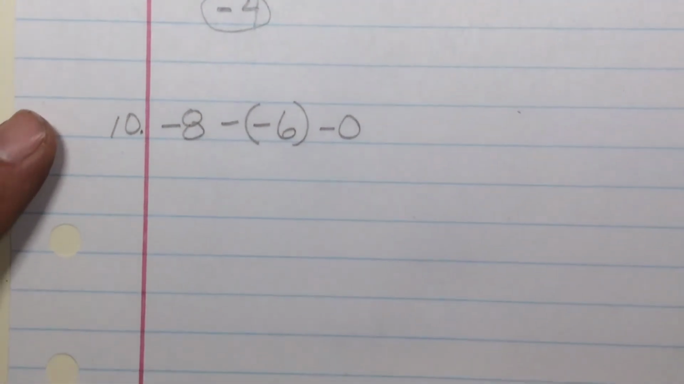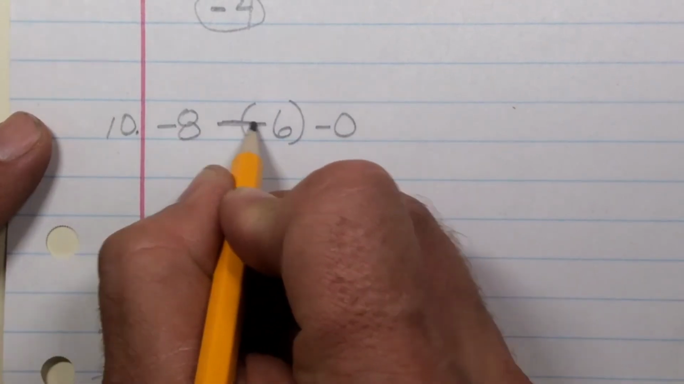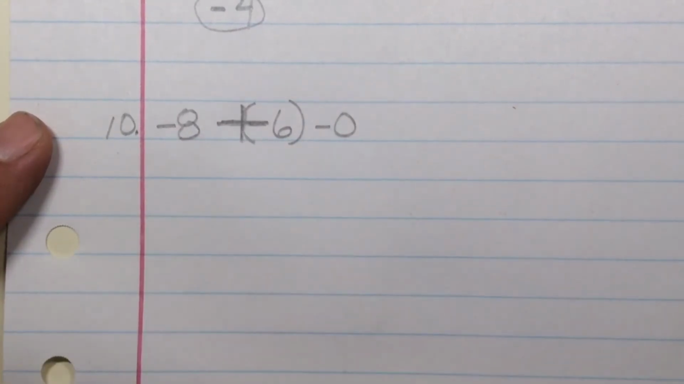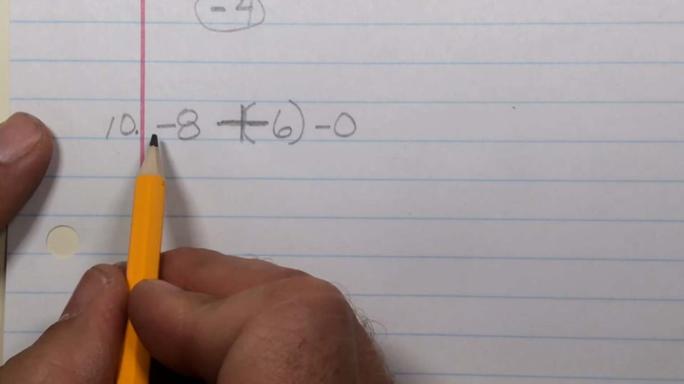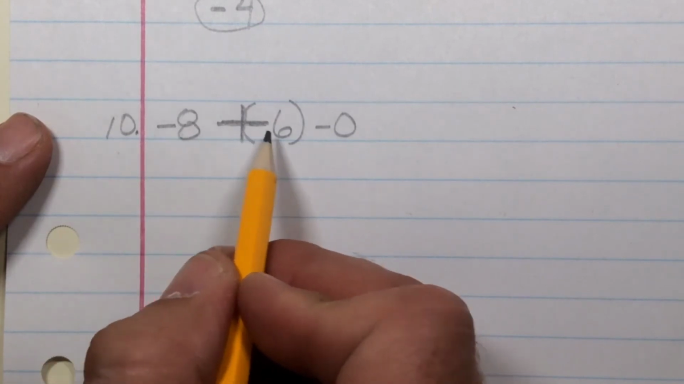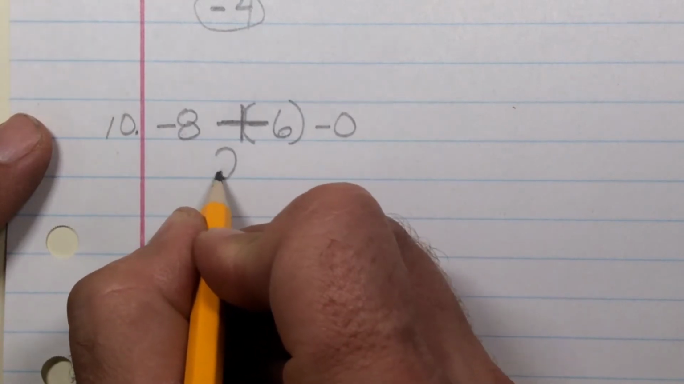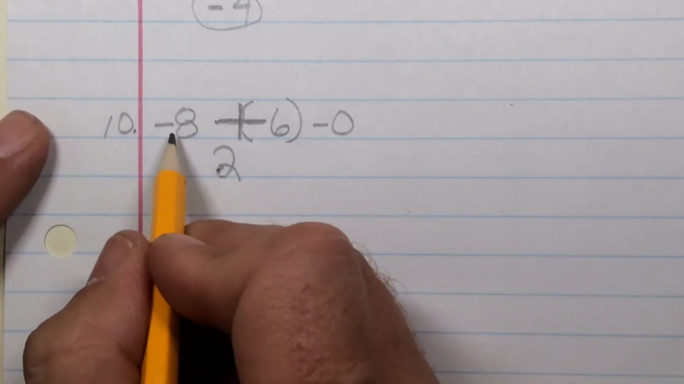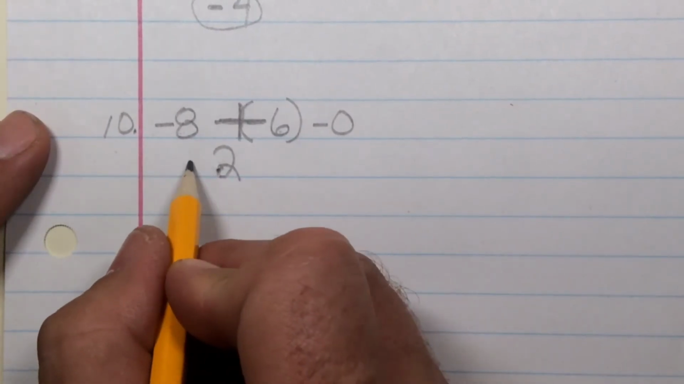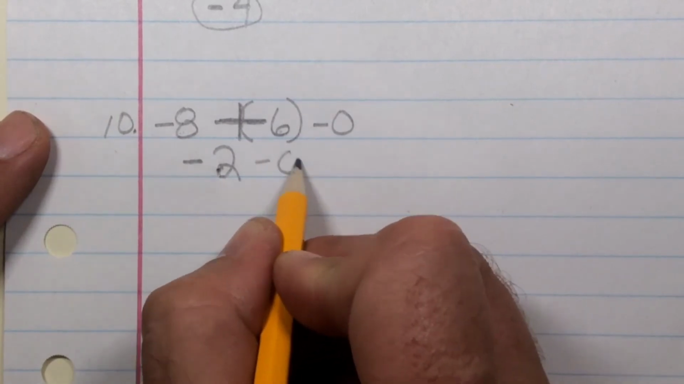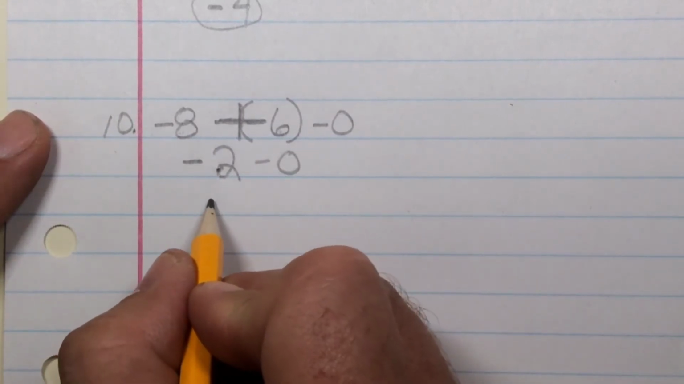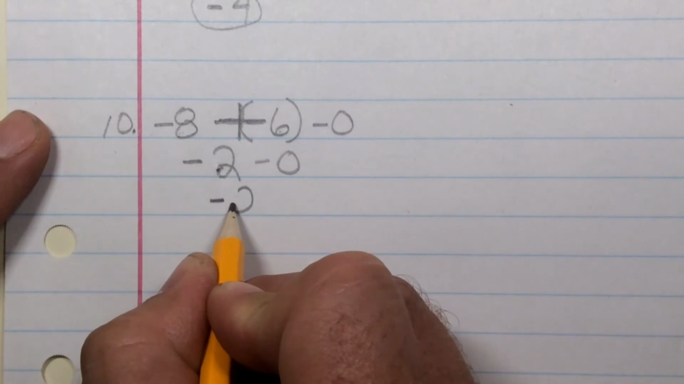Number 10. I see these, I immediately do this. Awesome. Well, I have negative 8 plus 6, so different signs. So I subtract, and I keep the sign of the 8 because it's got a larger absolute value. Minus 0, and anything minus 0 just stays the same, so it's just negative 2.